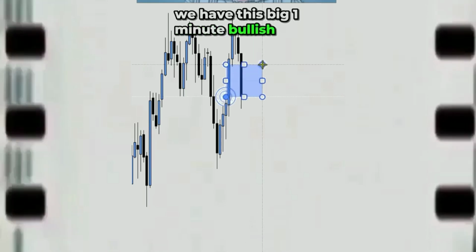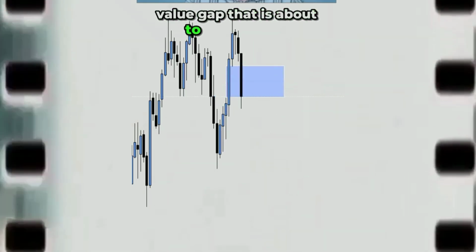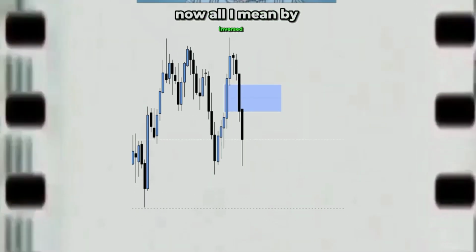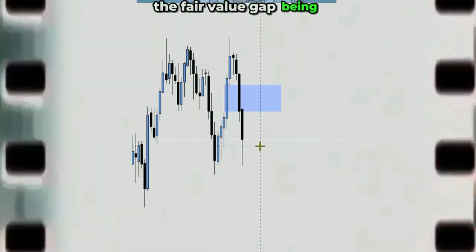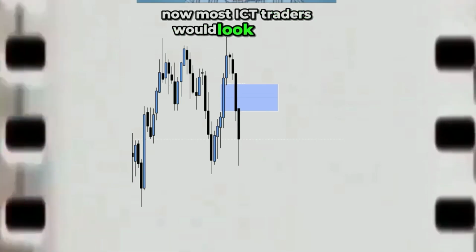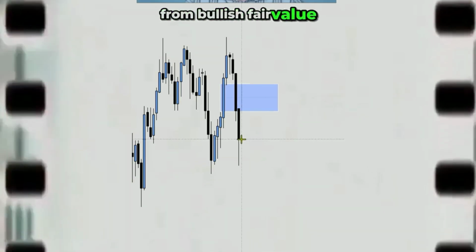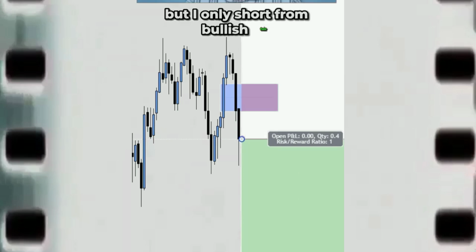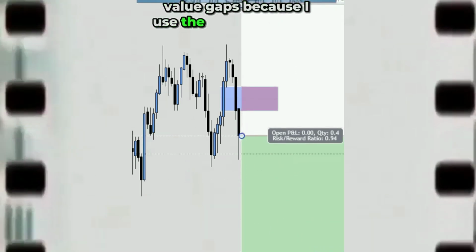market. As you can see, we have this big 1 minute bullish fair value gap that is about to get inversed. Now all I mean by inversed is the fair value gap being disrespected and closed below. Now most ICT traders would look to long from bullish fair value gaps, but I only short from bullish fair value gaps because I use the inversion model method.